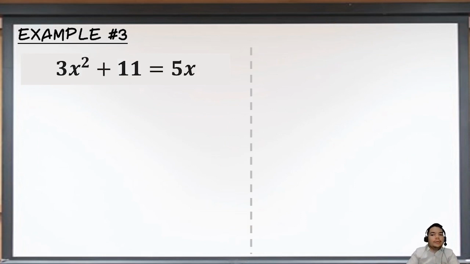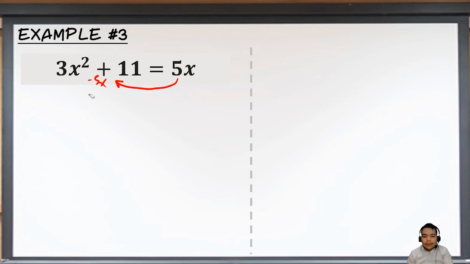Ayan, tignan nyo. Hindi na naman siya naka-standard form. So, anong gagawin natin? Lipat-lipat lang din. So, if this is positive 5x, ang gagawin natin, gagawin lang siyang negative. Lipat natin siya. And I think mas maganda kung lalagay na natin siya sa gitna. Magiging minus 5x. So, parang itsura is 3x squared minus 5x plus 11. Kasi nga, di ba, yung may variable na x, dun palagi nasa gitna ng quadratic equation natin.